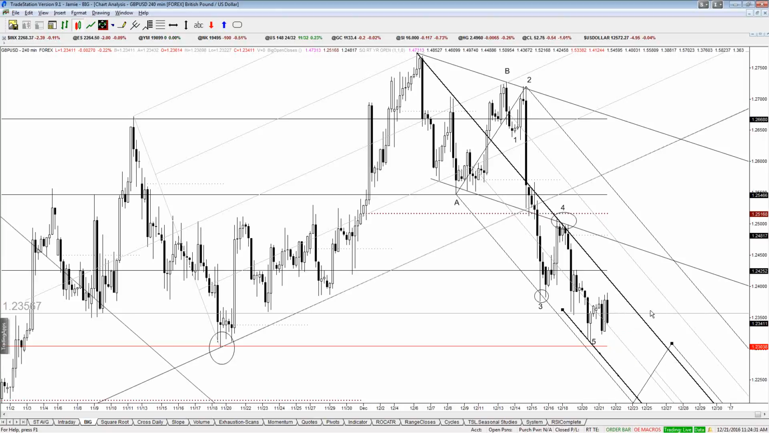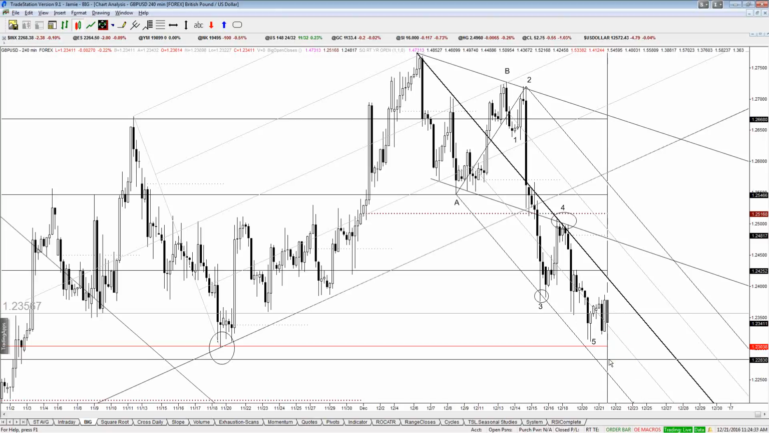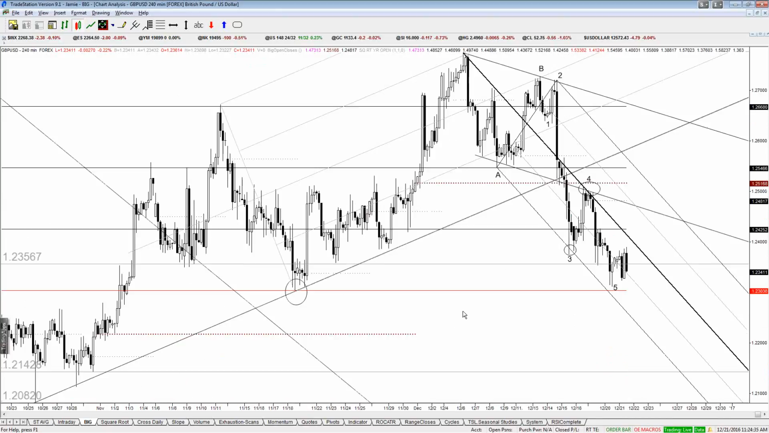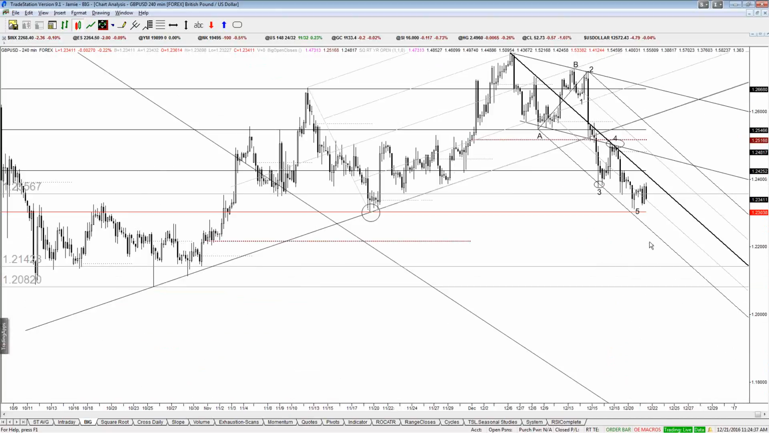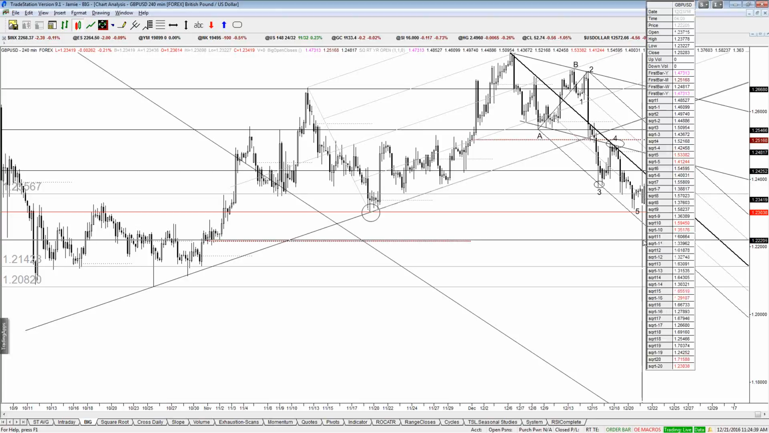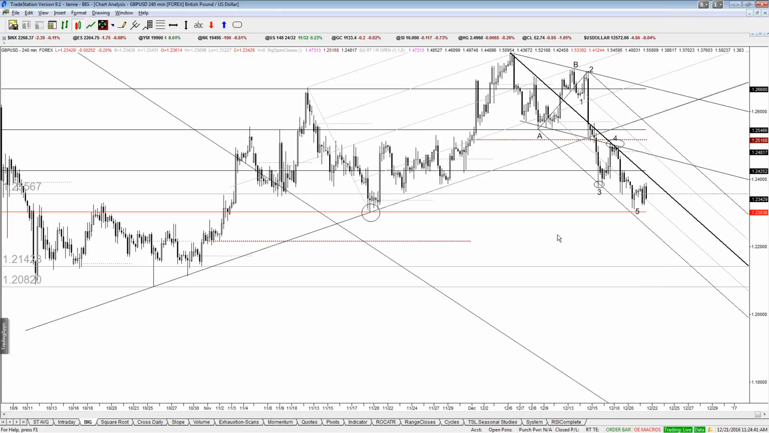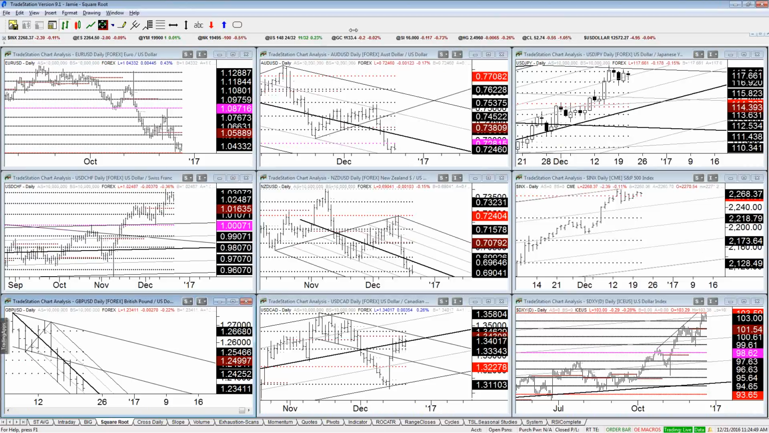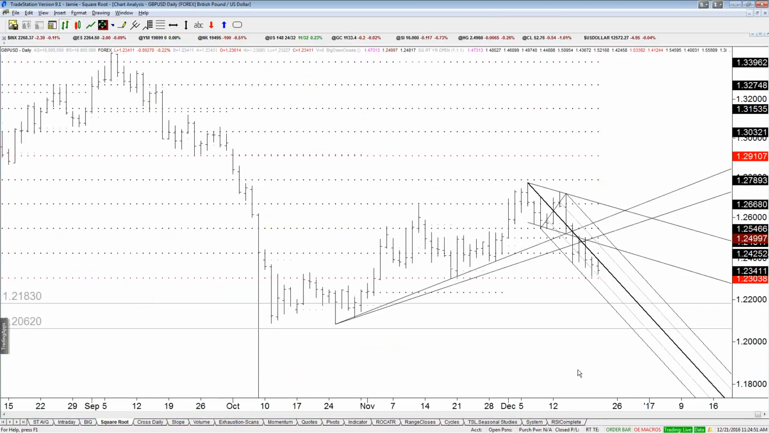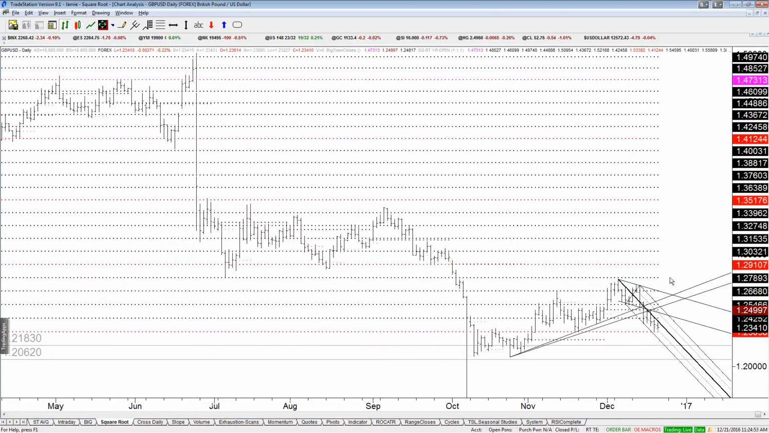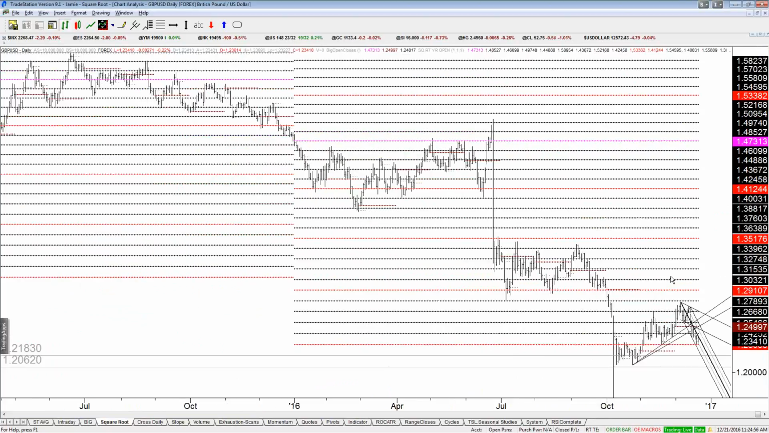Look for lows down in the mid 122s at this point. I'd love to say that I have a very specific level for cable, but I don't. Here's the funny thing about cable. The square root relationships, I only do 20 of them. And pound dollar got murdered so hard this year that it went through all 20.